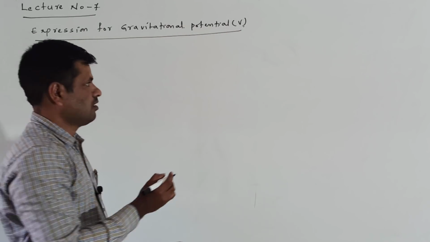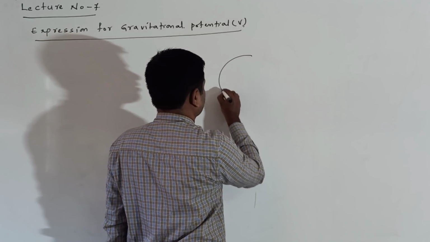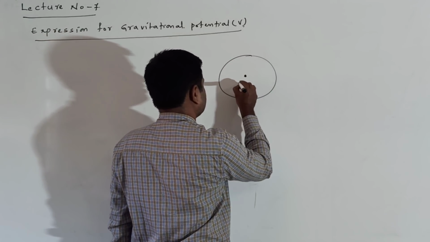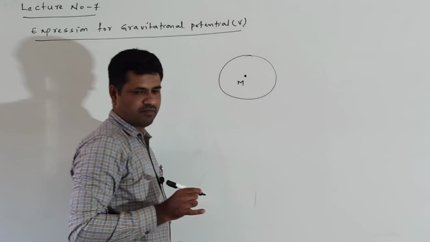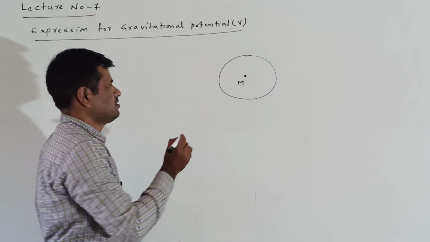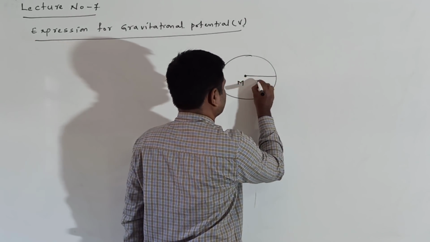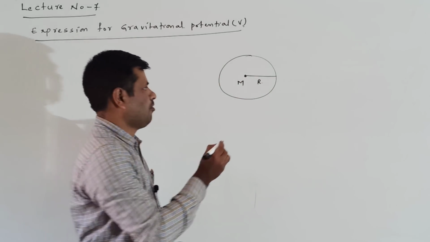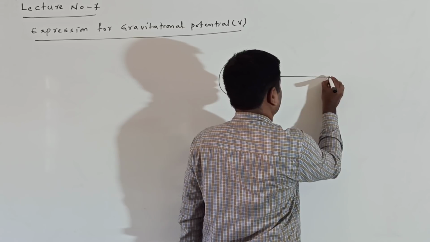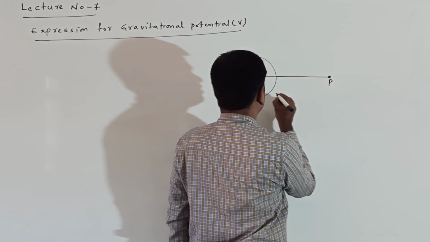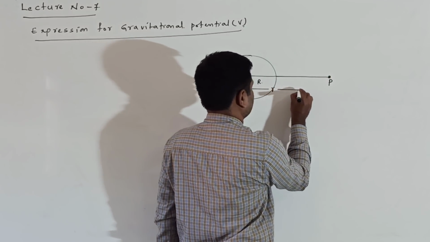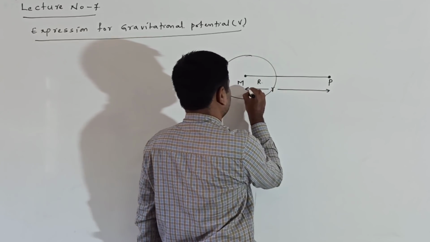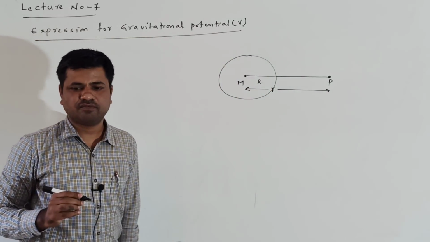Listen, already we know that this is the mass of the earth, M. Next, the radius of the earth is taken as R. Now we consider the point P, that is at a distance small r from the center of the earth.